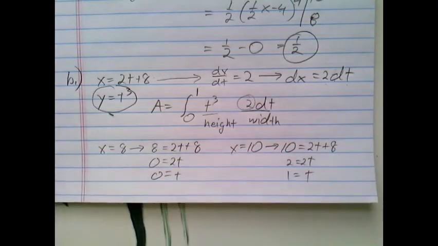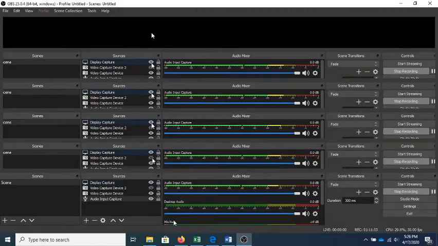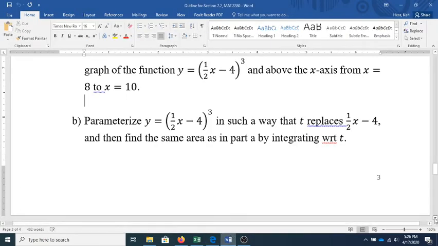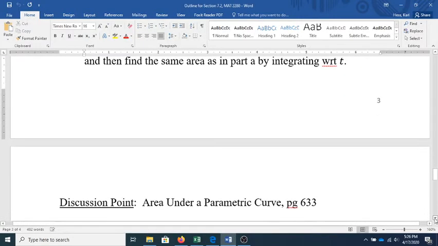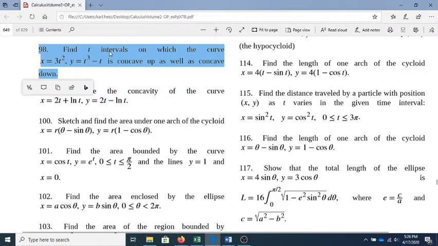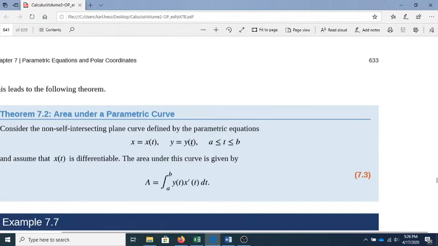Okay, and I think if we look back at our outline, there's probably a page reference for where this is summarized in the book. Aha, page 633, area under a parametric curve. Let's see if we can find that there. Page 633. There we go. Area under a parametric curve.